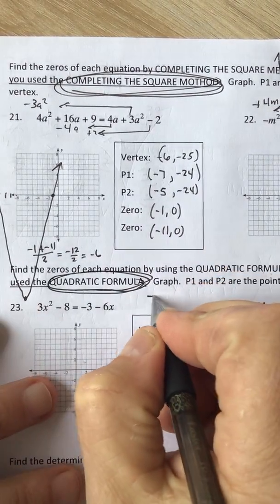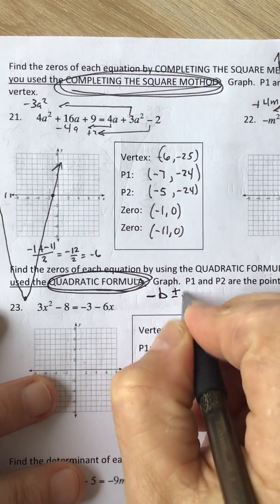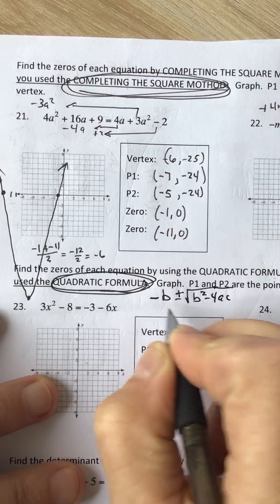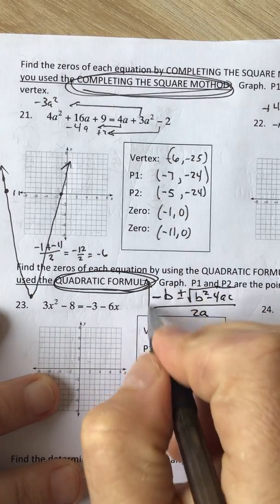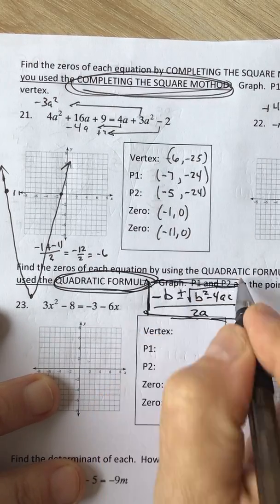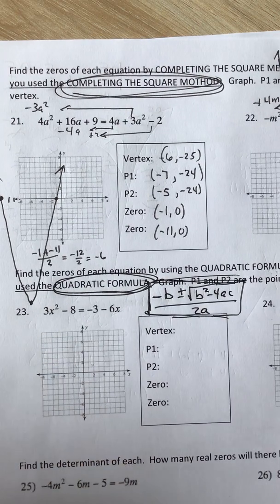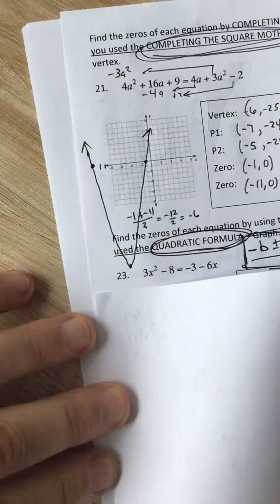The quadratic formula is negative b, so you have to know, plus or minus the square root of b squared minus 4ac, all divided by 2a. So that's the formula that gives you the two zeros without completing the square, without factoring. I think it's the fastest one. Okay, so 23. Here's my scratch paper for 23.